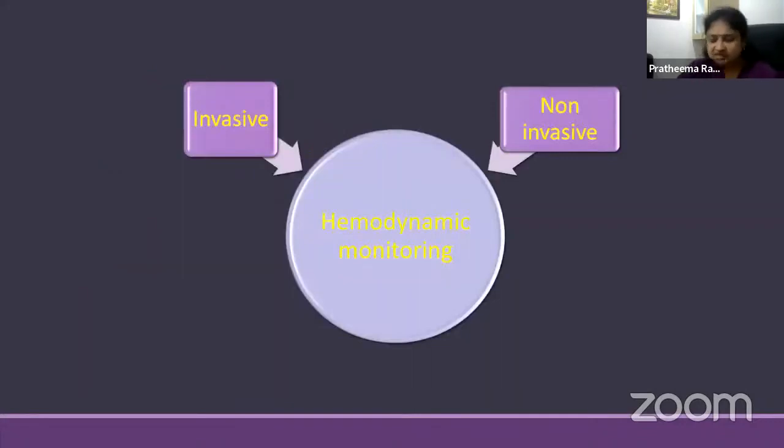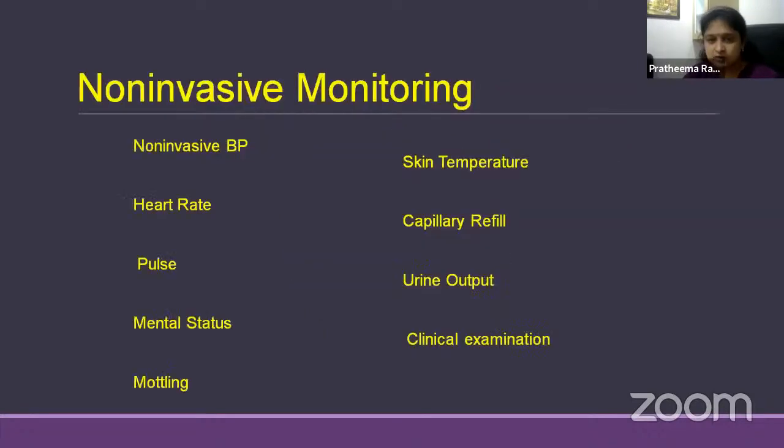Yes, we have invasive and non-invasive. Invasive has been talked about at length and in a very comprehensive way. So non-invasive, what do we do? Basically, we do non-invasive monitoring when we start with the clinical examination and history. Yes, we start monitoring the patient. We look at the heart rate, pulse. How is the patient? Is the patient warm, cold, clammy?